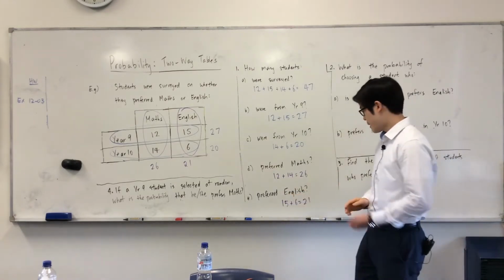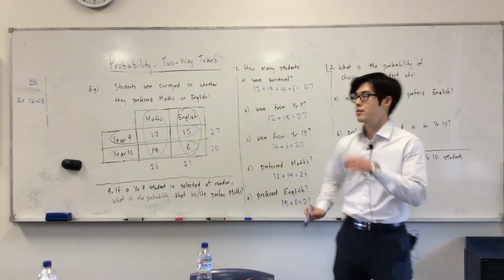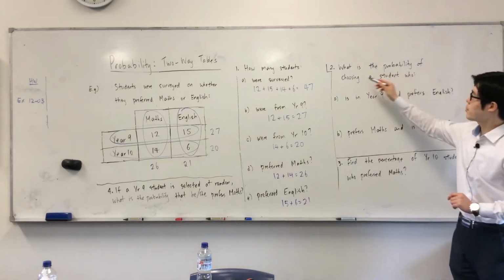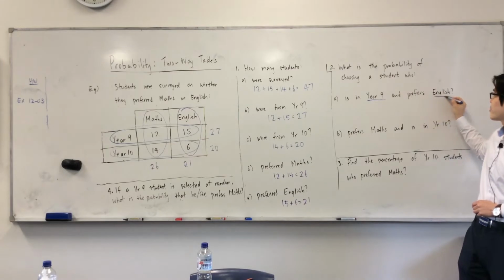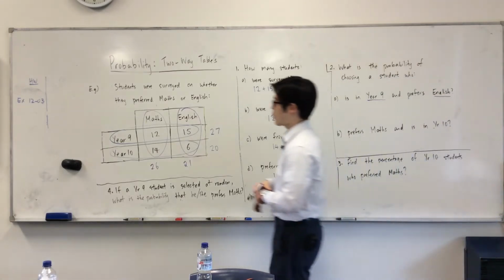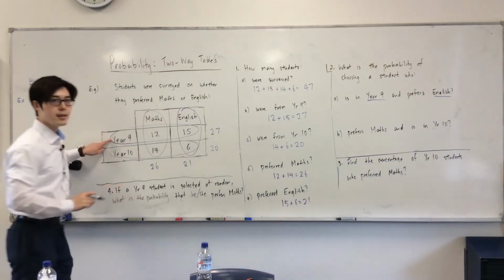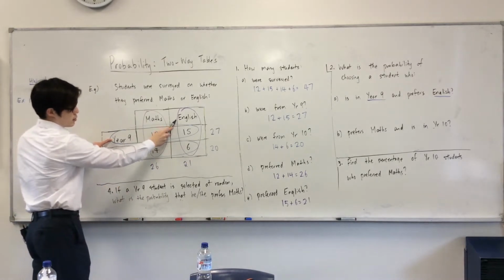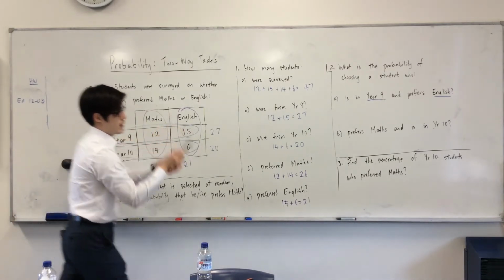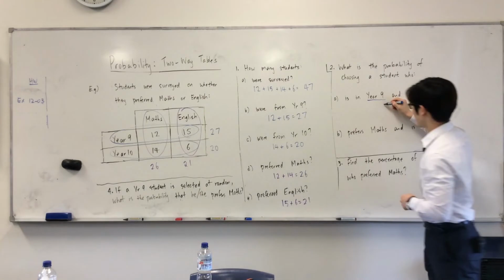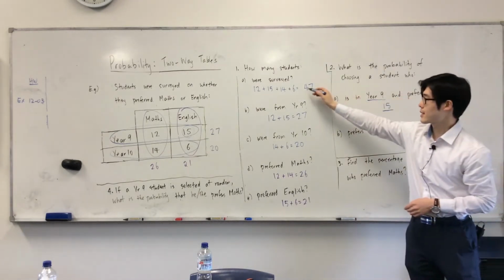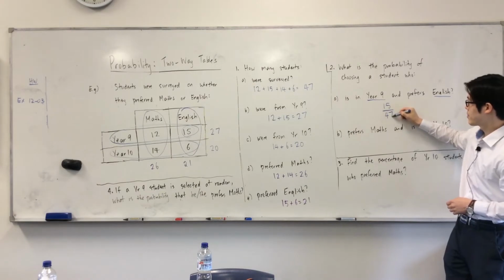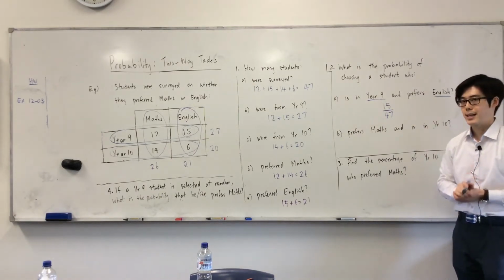Alright, now let's have a look at some probability questions. So it says, what is the probability of choosing a student who is in Year 9 and prefers English? So let's locate what that number is. We've got Year 9 here, and we've got English there. So if we locate that number, that's 15. So the answer is 15 over the total number of students, that's 47. Okay, so that's your answer as a probability.